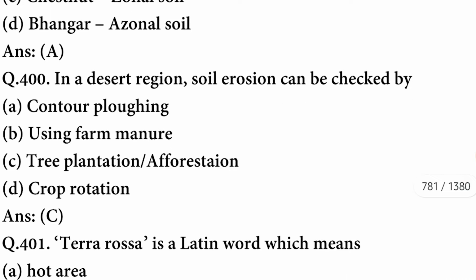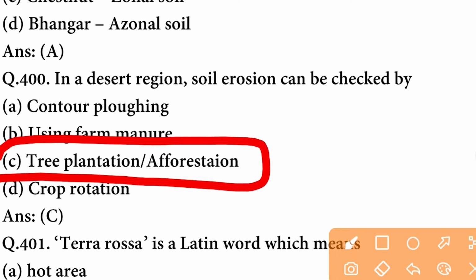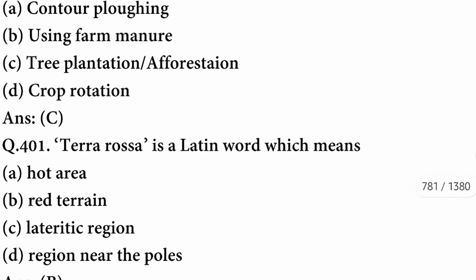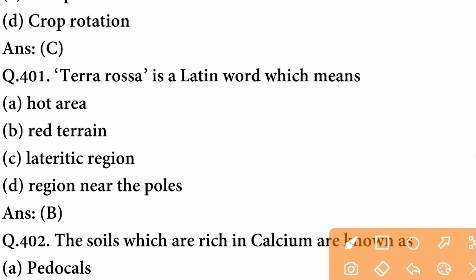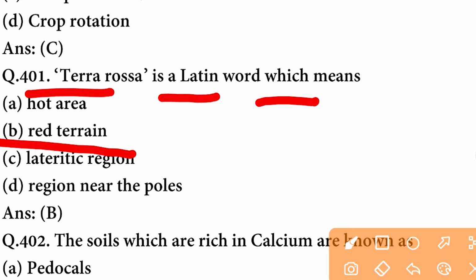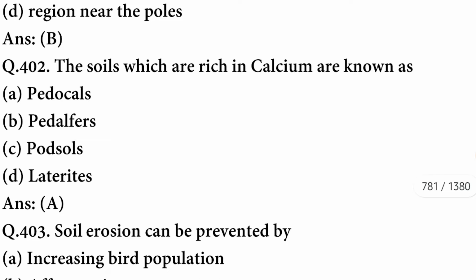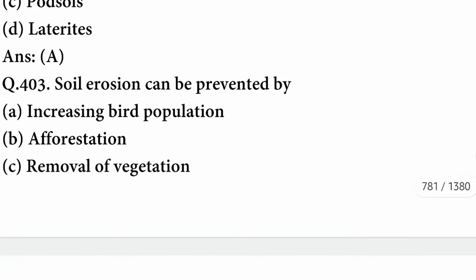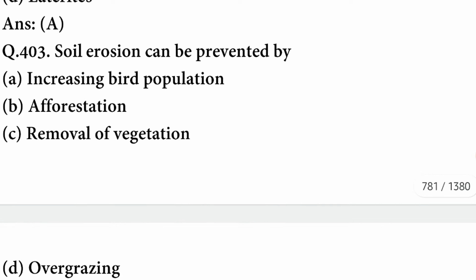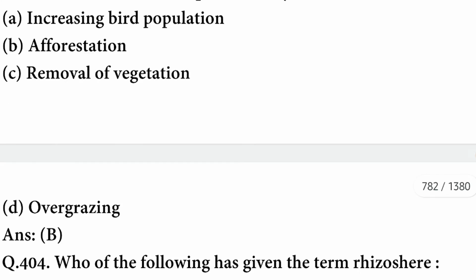Next question. In a desert region, soil erosion can be checked by tree plantation or afforestation. Terra rossa is a Latin word which means red terrain. B option is correct. The soils which are rich in calcium are known as pedocals. Soil erosion can be prevented by afforestation.